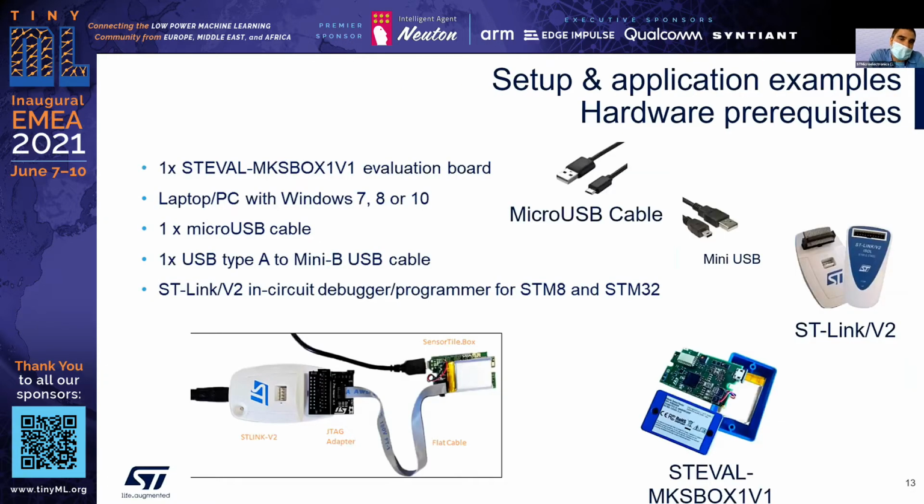So here you can find all the stuff needed to start in terms of hardware. You need, of course, the SensorTile.box and also a micro USB cable for the .box board, and also a mini USB cable for the ST-Link version 2 box. In this way, you can program and debug the software.